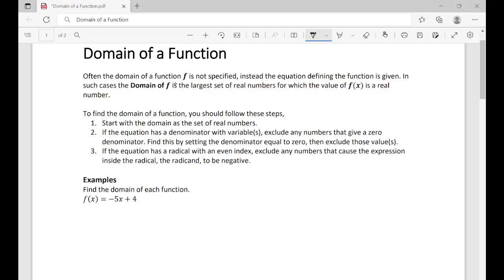Often the domain of a function f is not specified. Instead, the equation defining the function is given. In such cases, the domain of f is the largest set of real numbers for which the value of f of x is a real number.